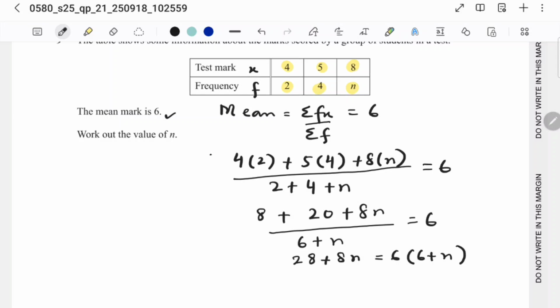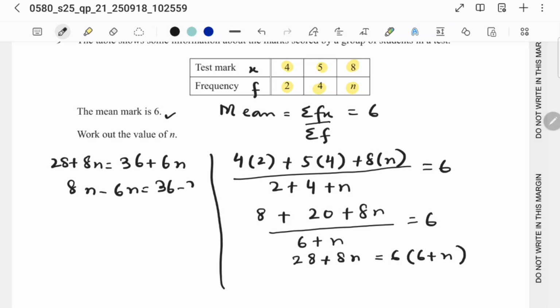Right now just do here, this is 28 plus 8n is equal to 6 times 6 is 36 plus 6n. Keep the like terms on one side. So 8n minus 6n is equal to 36 minus 28. And 8n and 6n, the difference is 2n. And 36 and 28, the difference is only 8. So n is equal to 8 over 2, which is equal to 4.